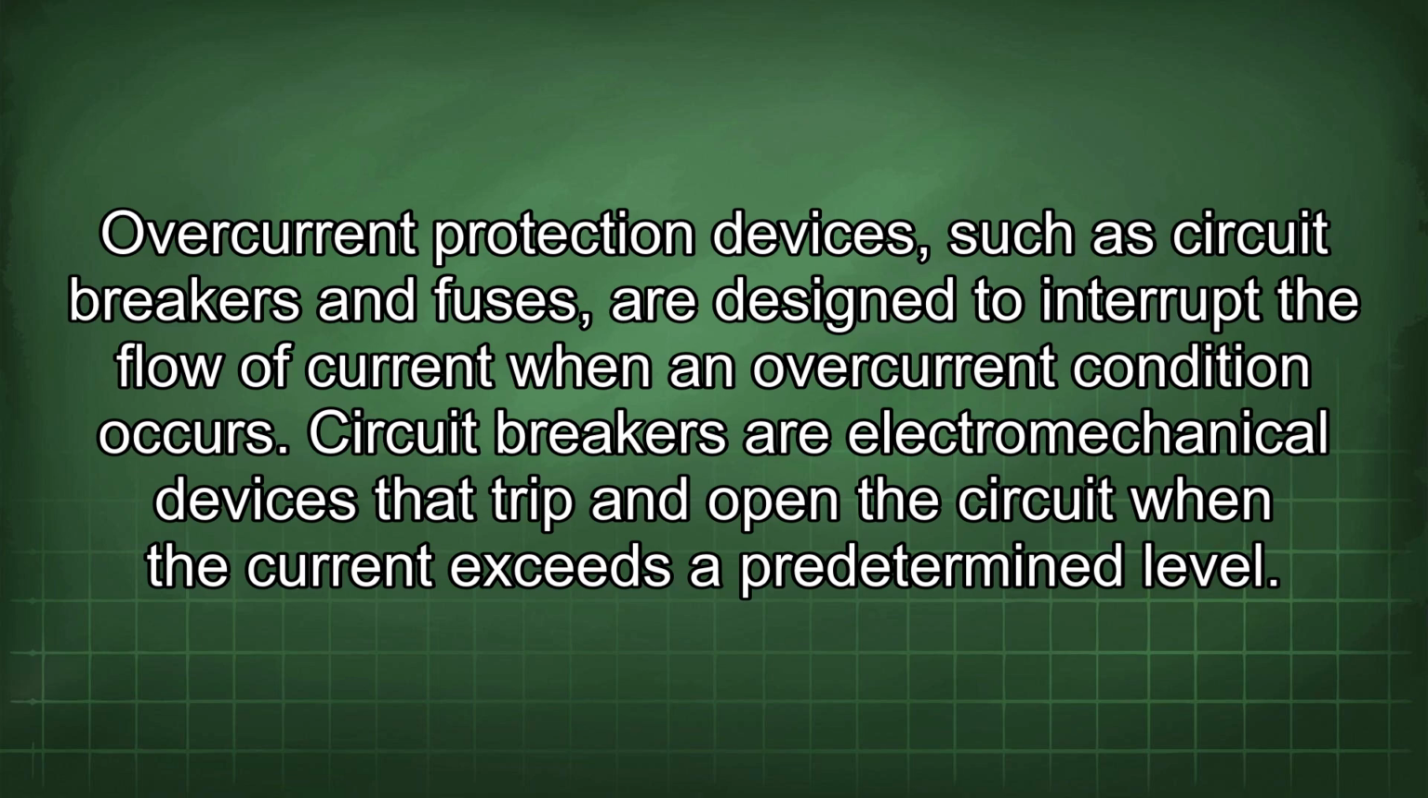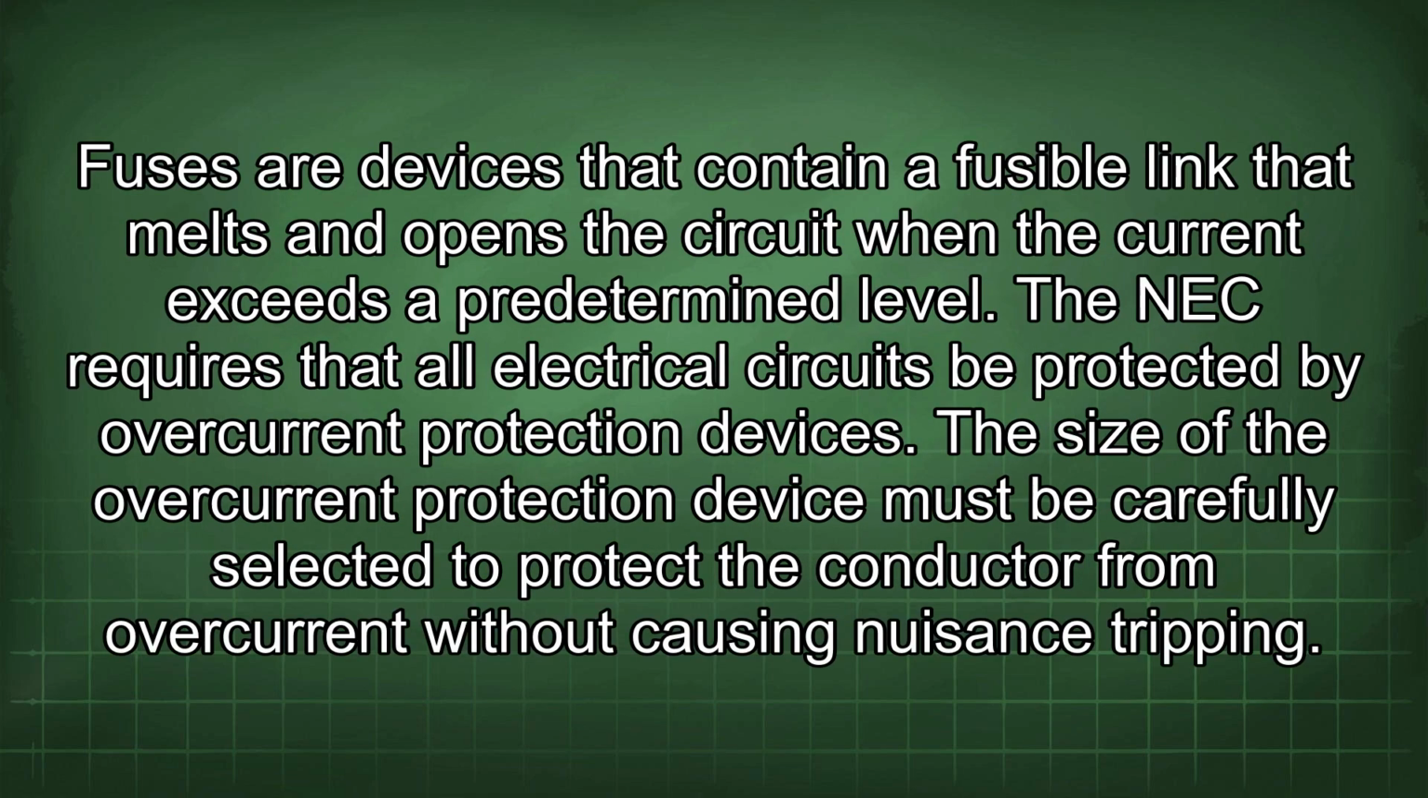an overcurrent condition occurs. Circuit breakers are electromechanical devices that trip and open the circuit when the current exceeds a predetermined level. Fuses are devices that contain a fusible link that melts and opens the circuit when the current exceeds a predetermined level. The NEC requires that all electrical circuits be protected by overcurrent protection devices.